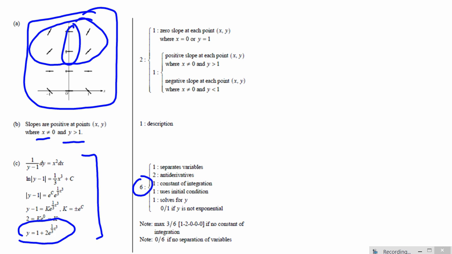All right, so I hope that that was helpful. You can expect to see some free response questions using the idea of slope fields, differential equations, area, and volume. See you in class.